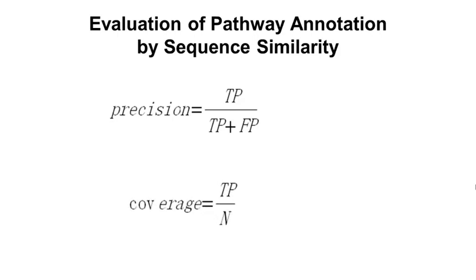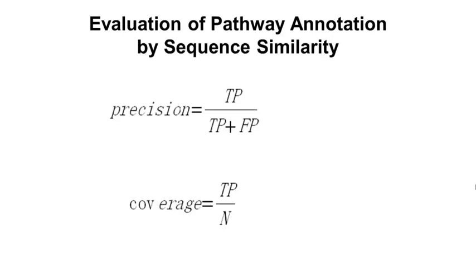You can imagine that if you use very stringent e-value and rank cutoff, then your precision can be quite high. However, the downside is that you can only make annotations for a small number of genes. So, in addition to evaluating precision, you also want to evaluate coverage. The coverage is defined as the percentage of correct pathway annotation among all query genes, no matter if the query gene got an annotation or not. So there is a trade-off between precision and coverage.